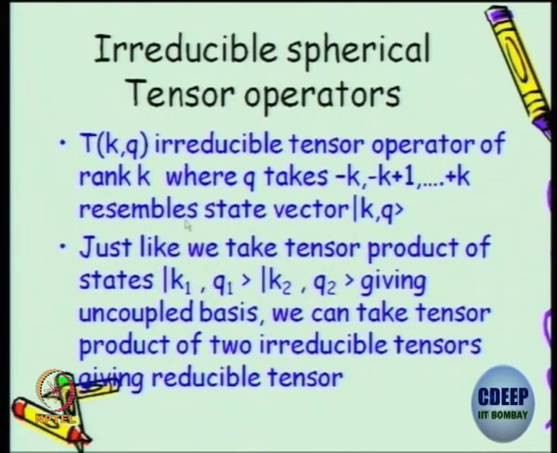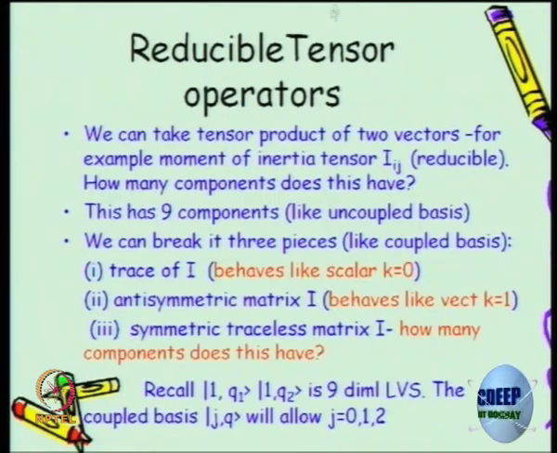Just like we take tensor products of two vectors, you could take tensor product of the two tensors, and this TKQ is an irreducible tensor. So product of two irreducible tensors will give you a reducible tensor, okay, in general. So whenever we take tensor product of two TKQs, each one is an irreducible tensor, but when we take a product, we will get a new tensor with the rank looking like k1 plus k2, but that is not an irreducible tensor. So this we did elaborately last time. I am again repeating it here.